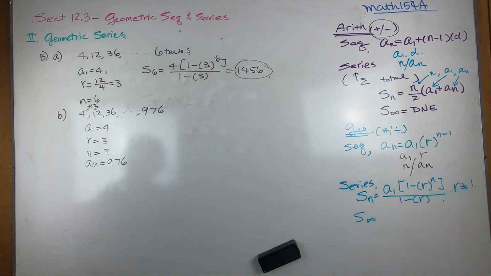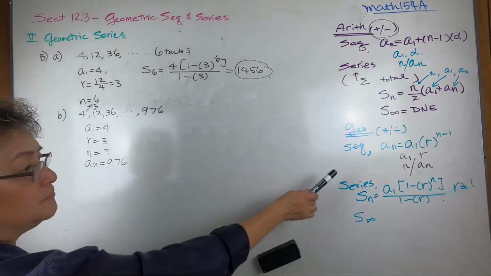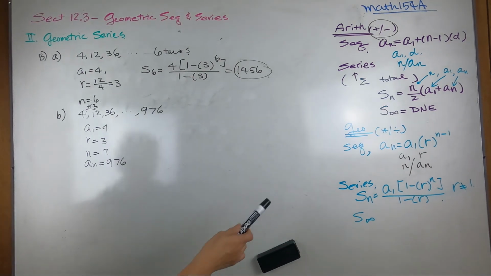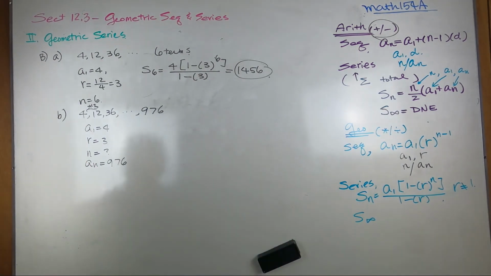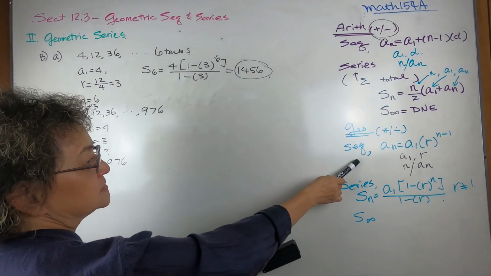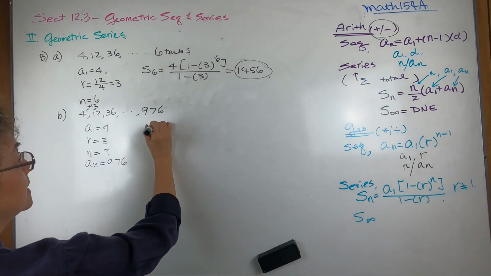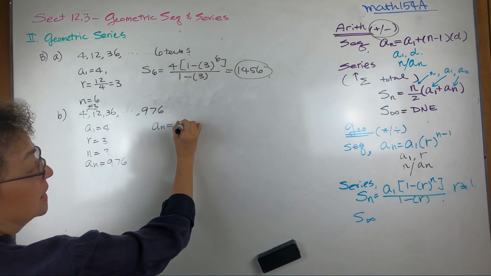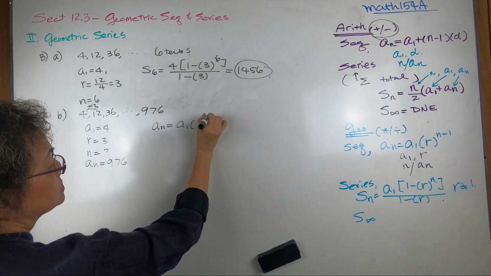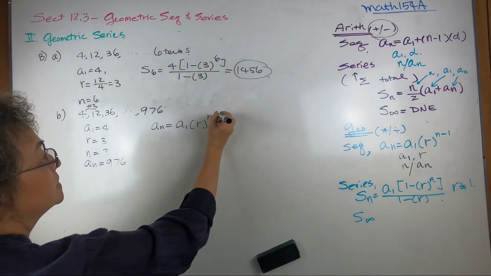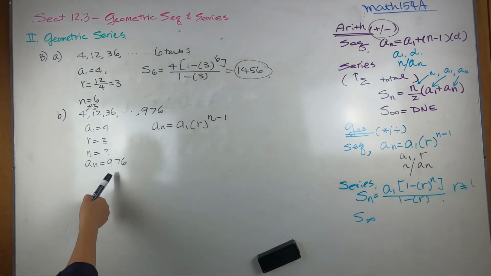So for geometric sequences, what do you think? Which formula? We have 2 formulas for it right now. Which one should you use? We should use the sequence formula, right? An equals what? A1 times R to the n minus 1, right? An is what?